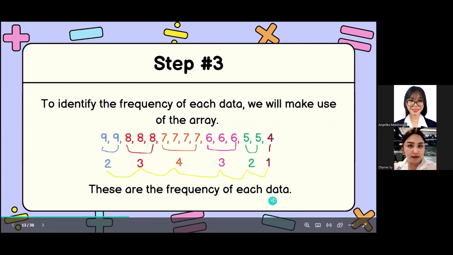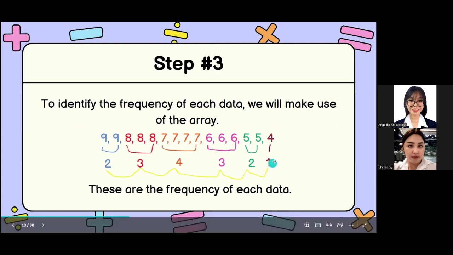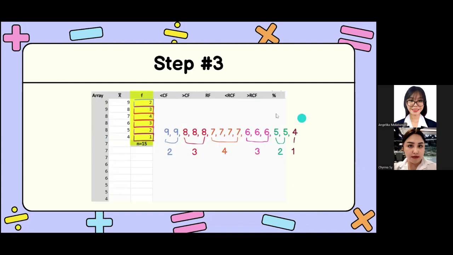So, yung 9, ilang beses siya na ulit? 2 beses. Yung 8, 3. Yung 7, 4. Yung 6, 3. Yung 5, 2. And then yung 4, 1. Yun yung magiging frequency ng data set na to. So, in our table, ganito yung magiging itsura niya.